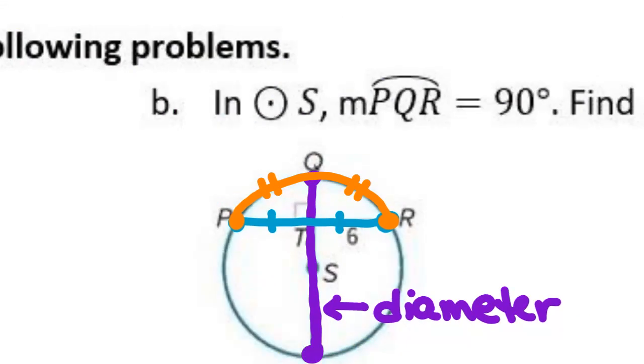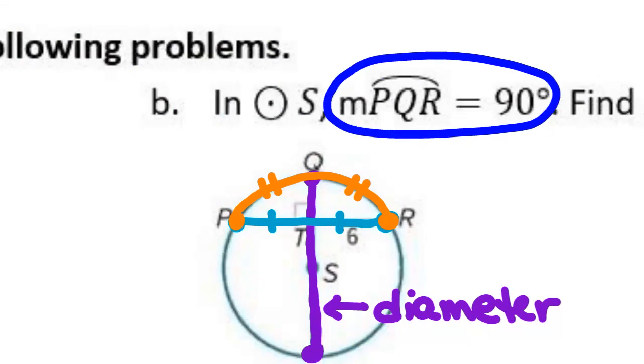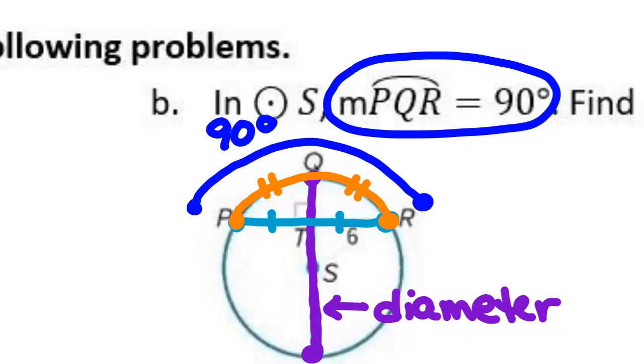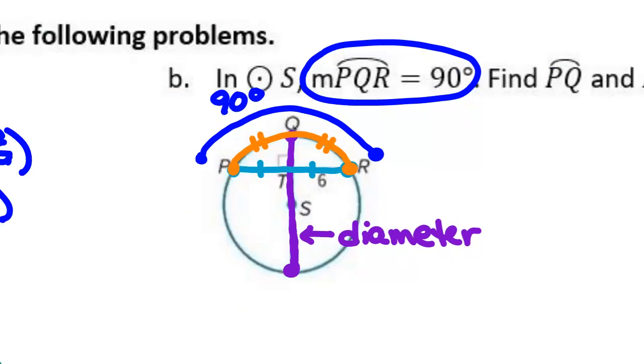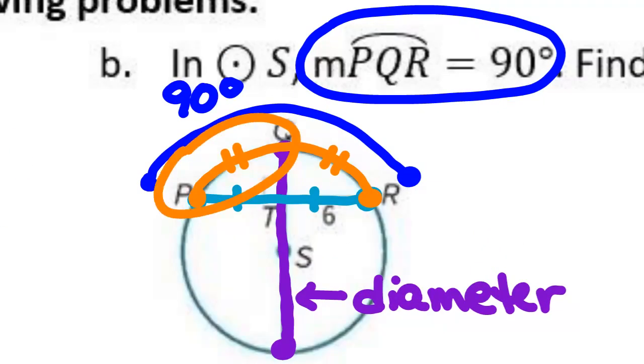And what's happening to my arc PR here? What is the diameter doing to arc PR? It's bisecting it. It's cutting it into 2 congruent arcs right there. Perfect. They tell me that arc PQR, so from here all the way around to here, is 90 degrees. Well, if that's 90 degrees, how big is arc PQ? 45 degrees, yes.